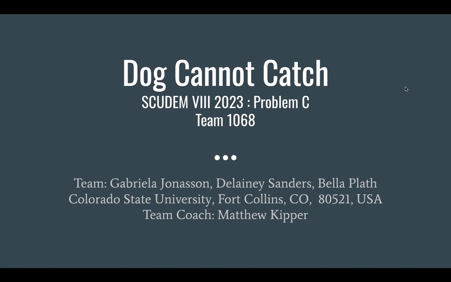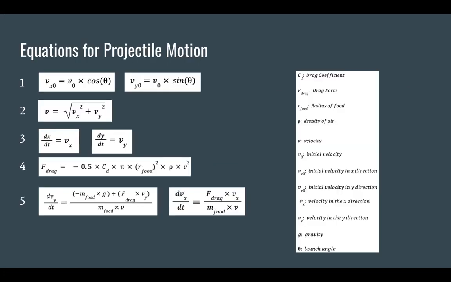We investigated problem C regarding the dog who had a problem catching food. To describe this problem, we used equations that describe projectile motion, taking air resistance into consideration. The first set of equations describes the x and y components of the initial velocity. The second set describes the total velocities at different points in the projectile path.